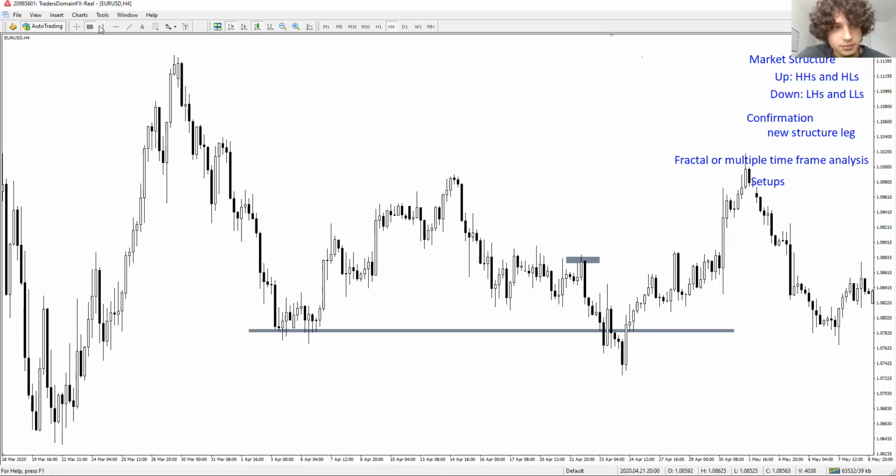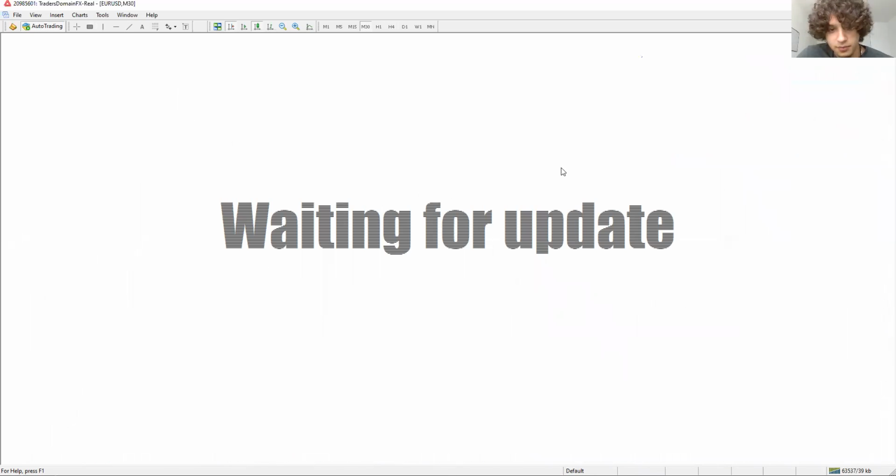So new structural legs, retracements, lower highs, they're all the same thing essentially. New lower high, new lower high, new structural leg. Now we're going to go to the 1 hour and see why these prices rejected this area.